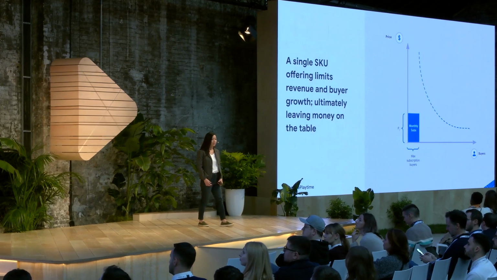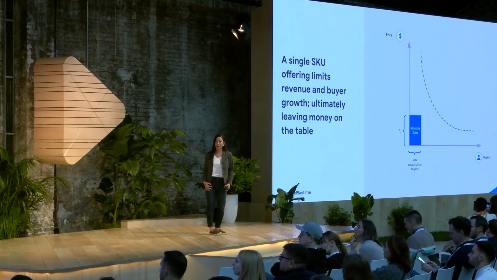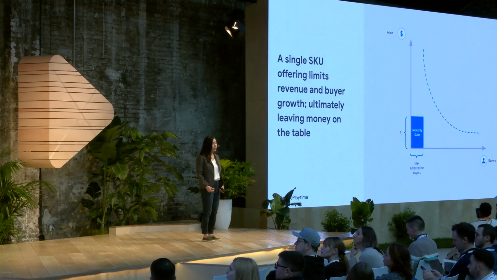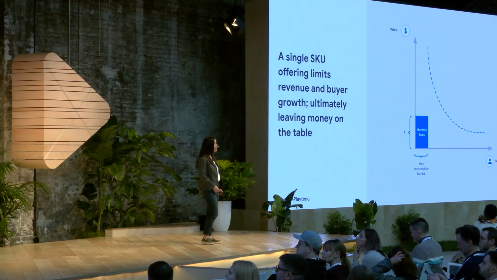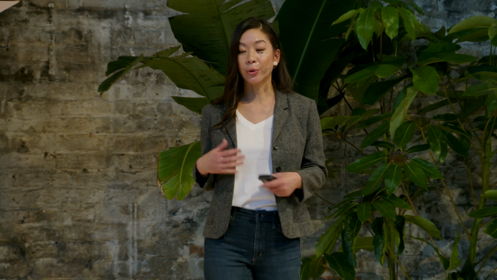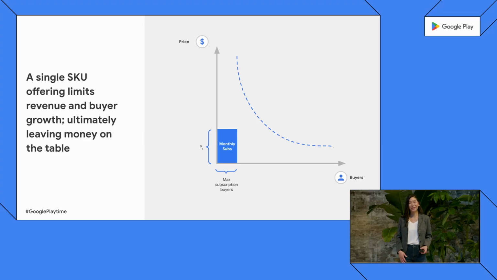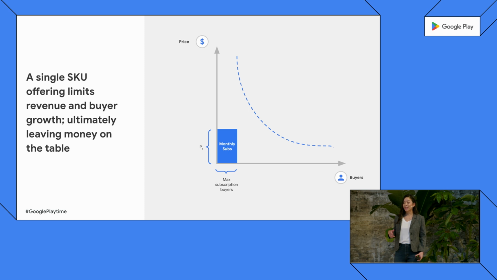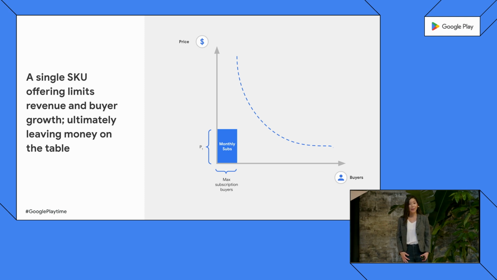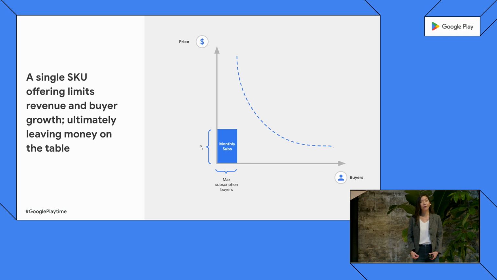So what happens when you offer only one option? Offering one subscription SKU plan assumes one price fits all. And we know what happens when you only offer one thing. Most things don't fit everyone, and it doesn't actually cater to everyone. Nor does it fully fill in the shaded area under the demand curve. With a single SKU option, you will eventually reach a buyer cap, capturing only a fraction under the demand curve, and therefore leaving money on the table.